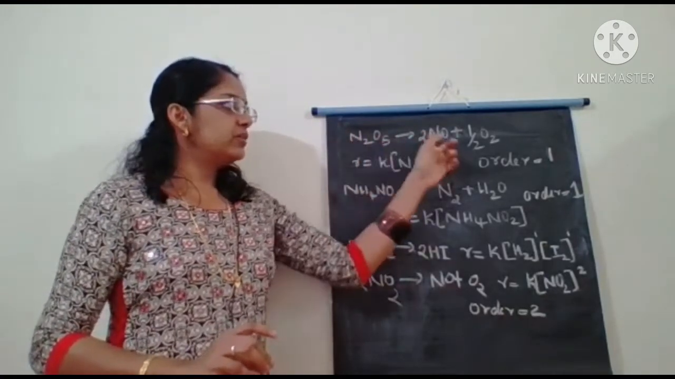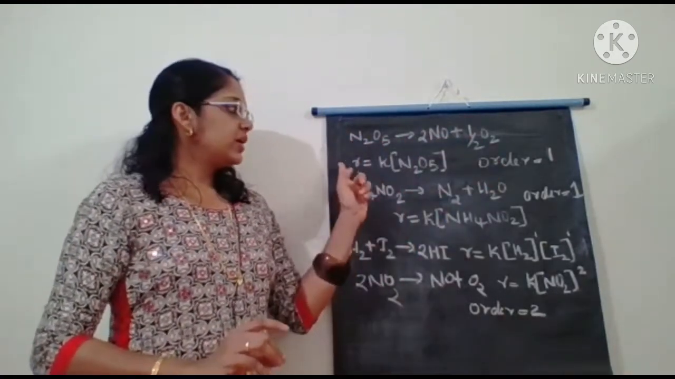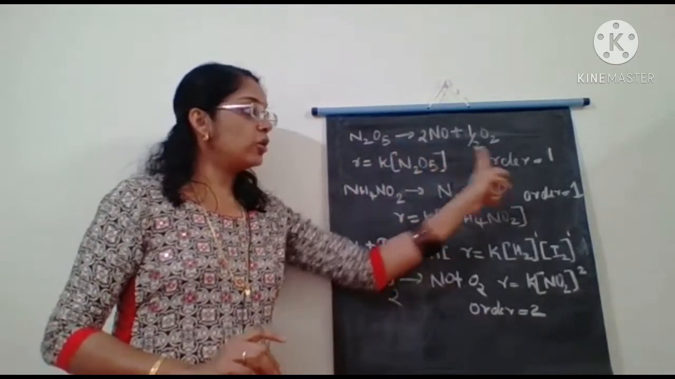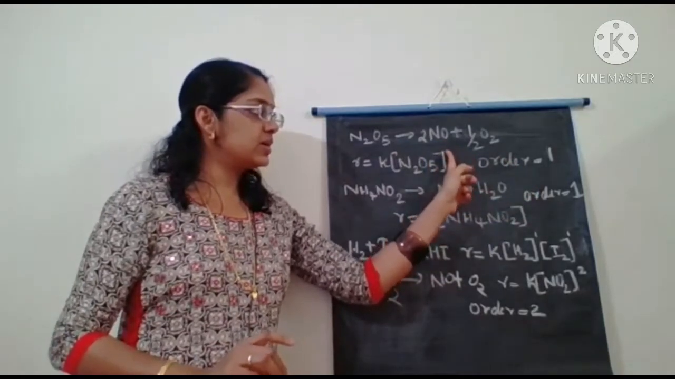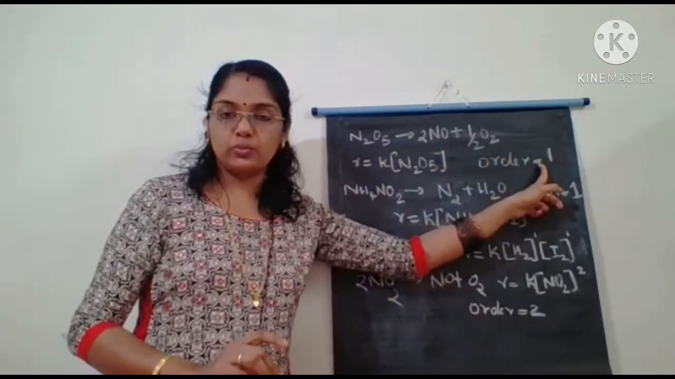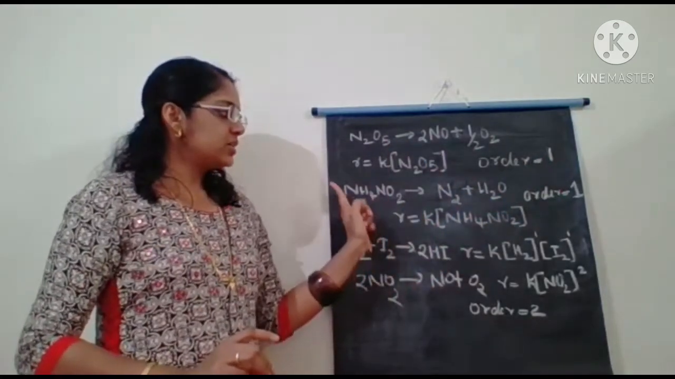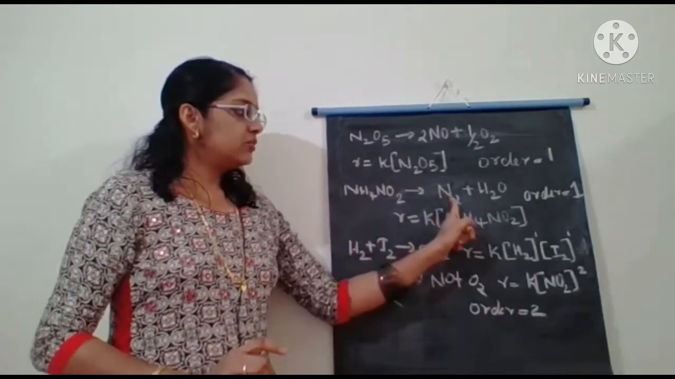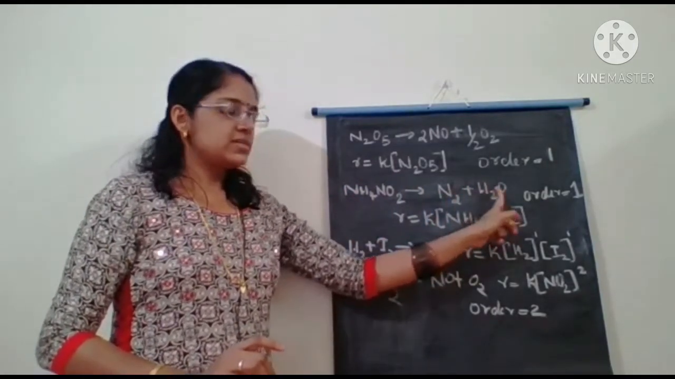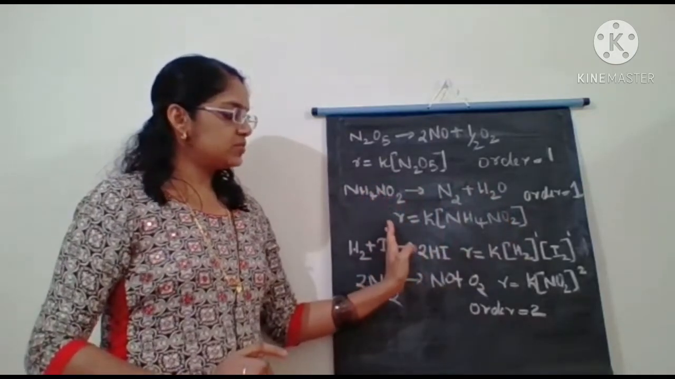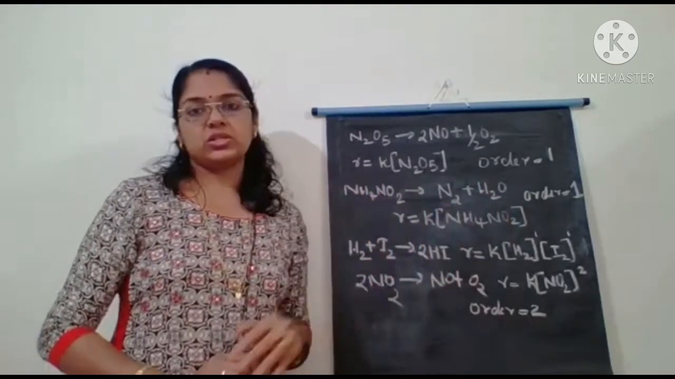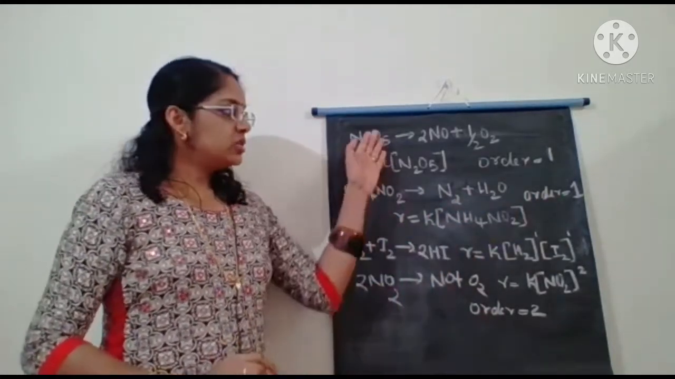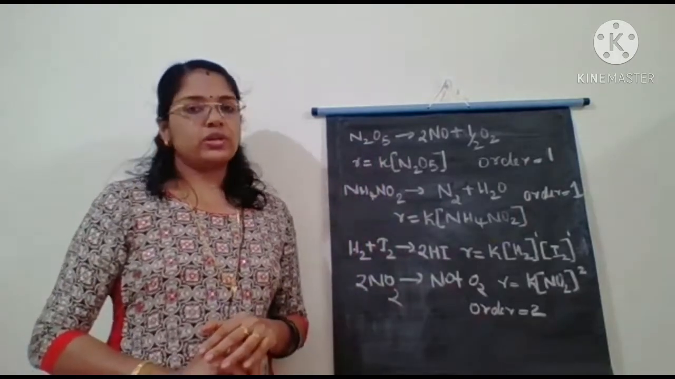Here N2O5 gives 2NO2 plus half O2. The rate expression is found to be K into the concentration of N2O5. That means the exponent is 1, so the order of the reaction is found to be 1. We can consider the next reaction, the decomposition of ammonium nitrate in aqueous medium. Here ammonium nitrate gives nitrogen gas and water. Here also the rate expression is K into the concentration of ammonium nitrate, so the order is 1. So these two reactions are examples of a first order reaction.